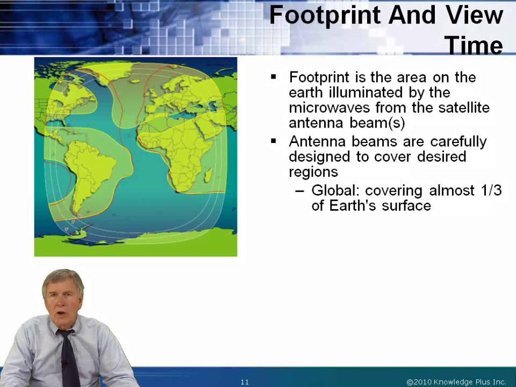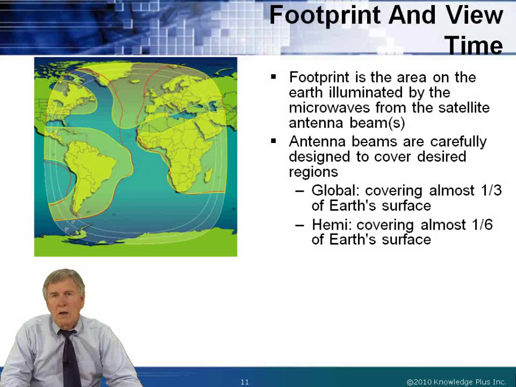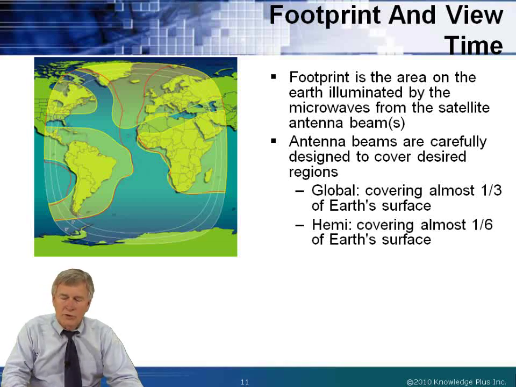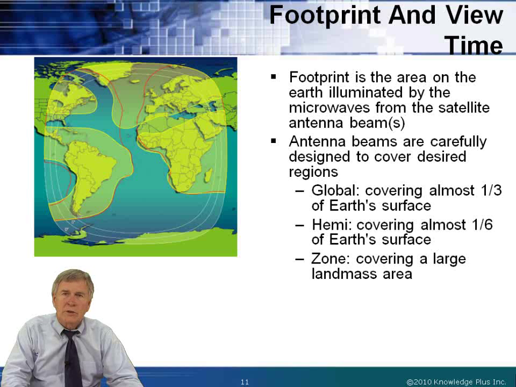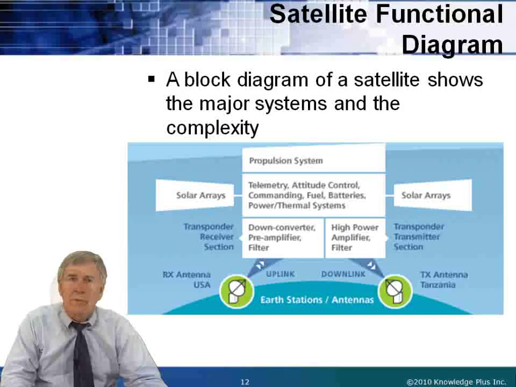With global coverage, we can get roughly 1/3 of the surface of the Earth with one bird. We can also go for hemispherical coverage, almost 1/6 of the Earth's surface with one particular satellite. So these are the phenomenally large potential areas for coverage, and we can get zone coverage by covering land masses, or spot coverages for covering specific regions, or even cities or groups of cities on the surface of the Earth.